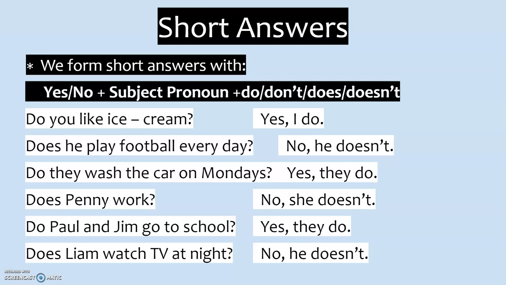Okay, and then we have two people. Do Paul and Jim, so they're plural. Yes, they do. And then singular, the final one. Does Liam watch TV at night? Yes, no, he doesn't. Okay, so again, with the singular pronouns, or singular subjects, we have the S, so we use does or doesn't.